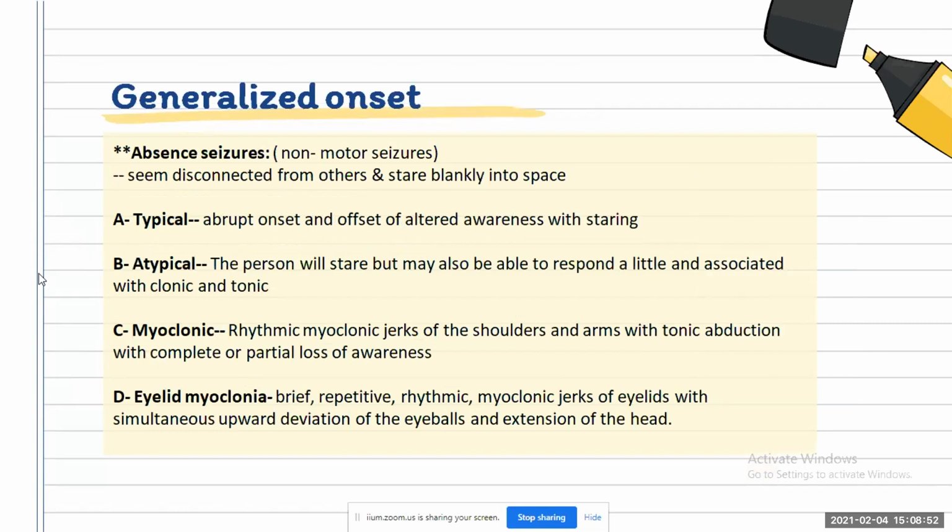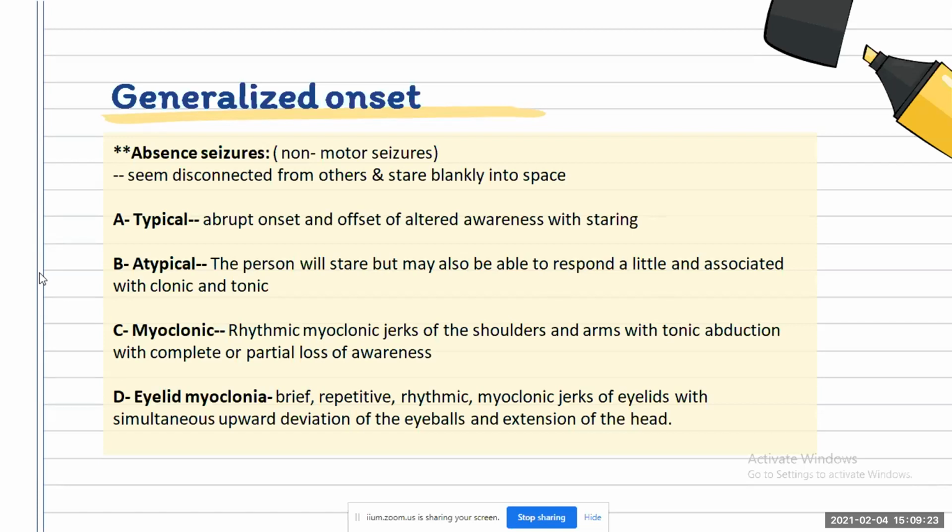Okay, but the non-motor seizure under the generalized is called the absence seizure. It is quite different from the focal onset, because it does not involve cognitive functions, behavior or emotion. Instead, the patient is seen disconnected from others and will stare blindly into space. It is categorized under typical, which is the abrupt onset or offset of loss of awareness associated with the staring.